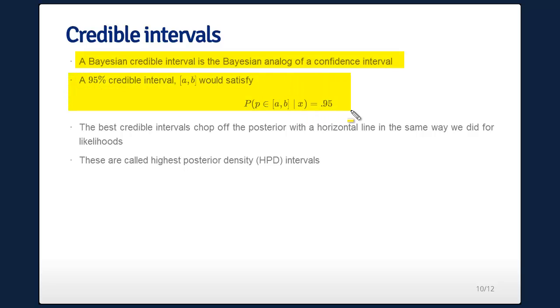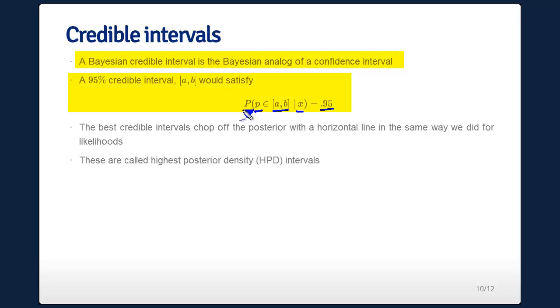So a 95% Bayesian credible interval, A, B, would satisfy that the posterior probability that the parameter lies in the interval given the data is 0.95. Now, you could argue about what that probability corresponds to, whether it's a degree of belief or a frequency calculation or whatever. But people want to say the probability that the parameter is in the interval is 95%.